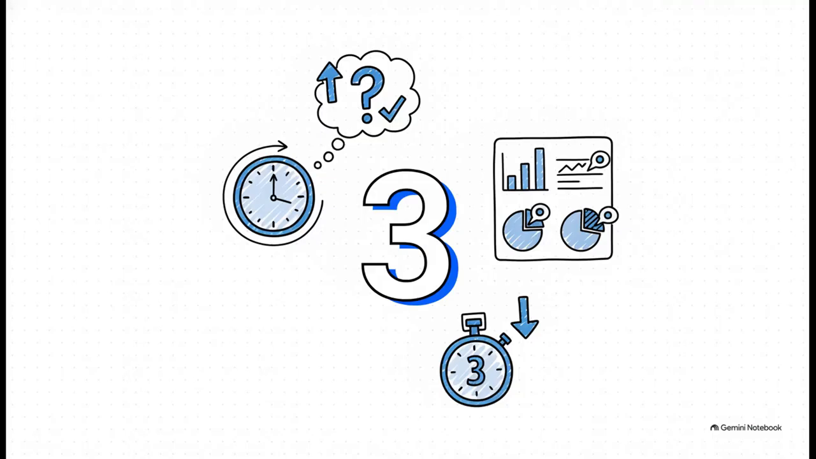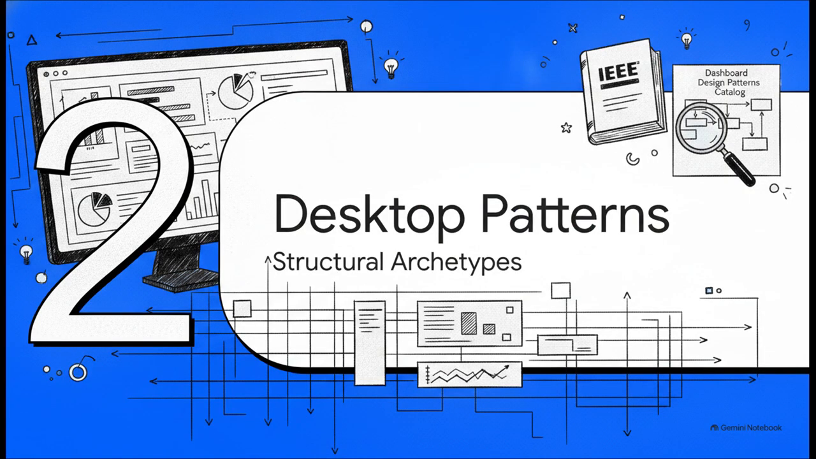And that brings us to the magic number, 3. 3 seconds is the absolute maximum time it should take for your layout to answer the user's primary question. If they're hunting around for the insight for longer than 3 seconds, the layout has failed. It's that simple. Moving on to Section 2, desktop patterns that work, structural archetypes.